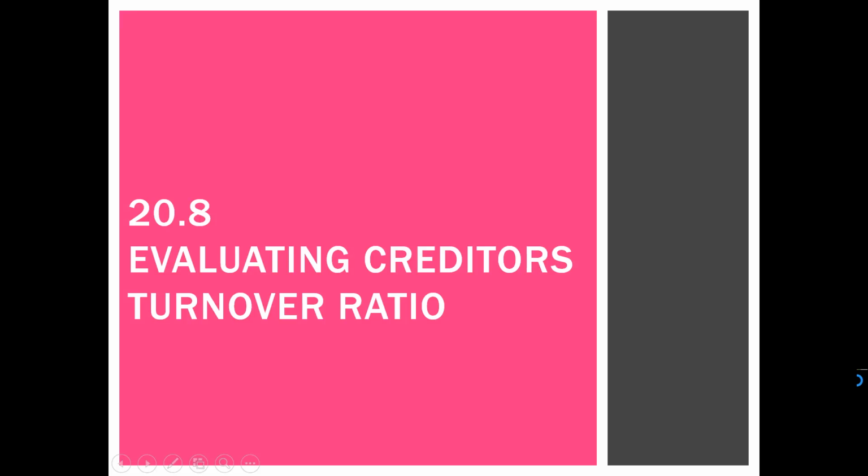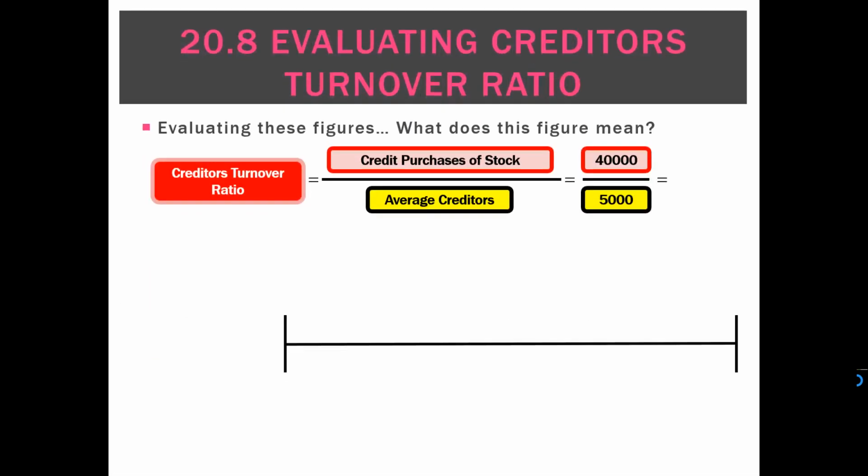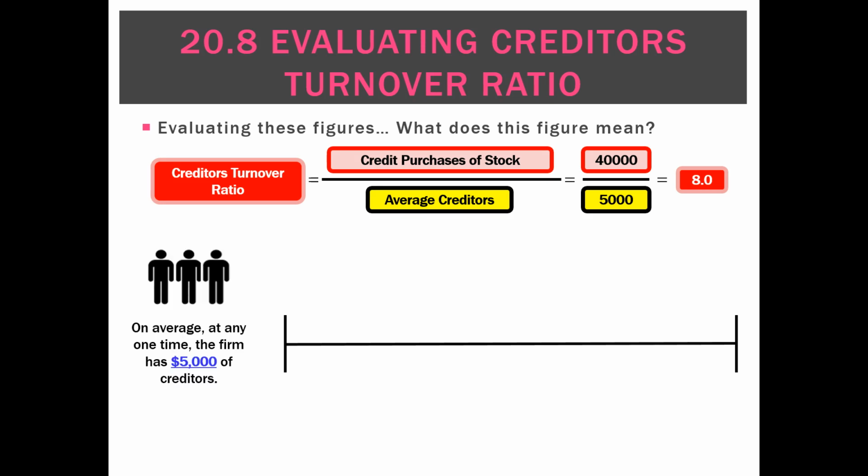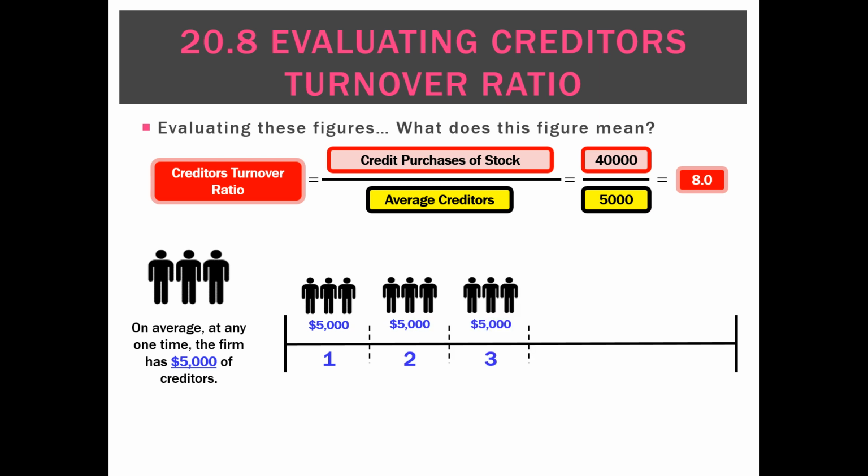How do we evaluate the creditors turnover ratio? Well, let's take the example from the previous video, where we calculated it as a ratio of 8.0. That's the more difficult one to interpret. What that means is, in this case, the business always has, on average, $5,000 of creditors at any one time. So during the current period, on average, the business will pay those creditors back in full once, twice, 3 times, 4 times, all the way up to 8. So that's how we interpret the creditors turnover ratio.